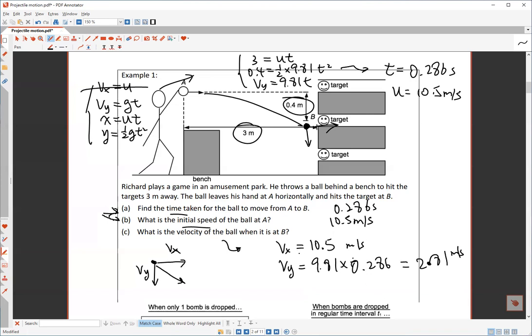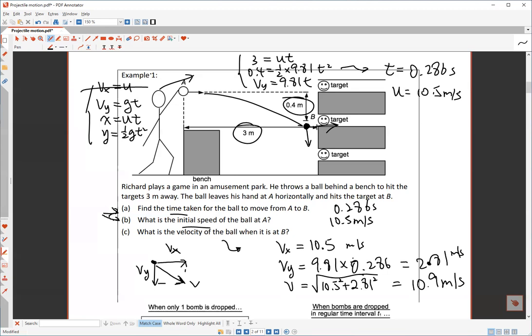But we haven't found the velocity yet. What do we mean by the velocity? It's not a component of x or y. It's the resultant, which means we use the Pythagoras theorem. Then we will get the velocity. So that is 10.9 meters per second.